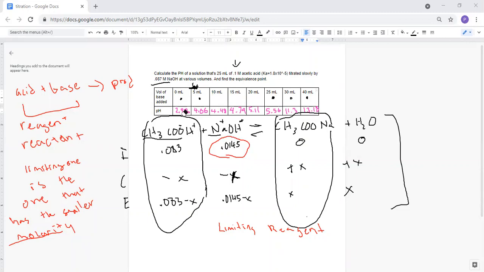That just means that when the base and the acid react with each other, if there was more base, the acid would keep reacting. Because there's only 0.0145 moles per liter of the base, the acid has to stop at 0.0145. So all the base gets used up because it's the limiting reagent and there's excess acid, but all the acid doesn't get used up because it's not the limiting reagent, so it has some left over.